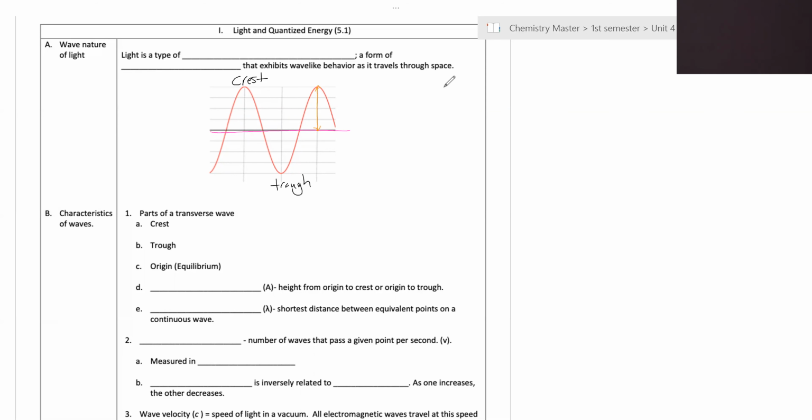All right, we did that. Or from crest to trough, so that would be right here, and we said that that was called amplitude. This is a refresher, really quick. Then we talked about the shortest distance between equivalent points on a continuous wave, or the way I wrote it was crest to crest, or trough to trough, and that is called your wavelength.